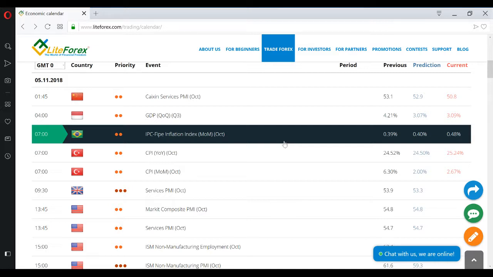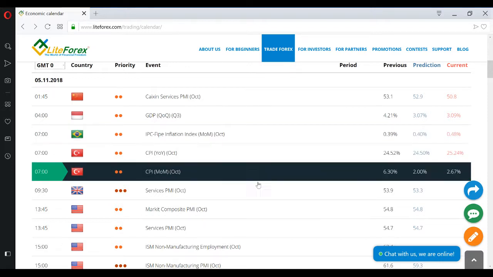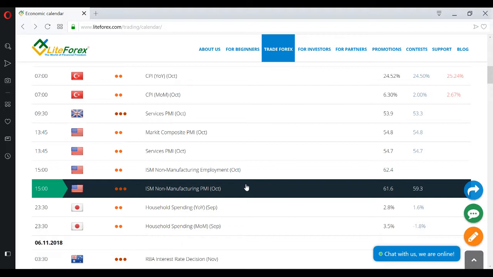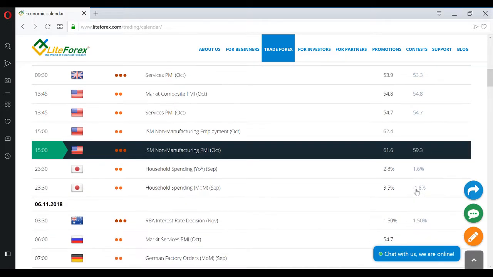So on Monday, November 5th, we'll get a services PMI from the UK, and this is an important indicator for the British pound. And during the US session, there will be ISM non-manufacturing PMI from the United States, and it is one of the key indicators for the USD. For now, you can see that the forecast is a bit lower than the previous reading.